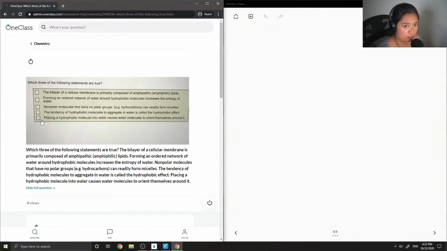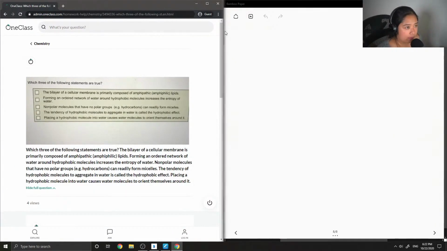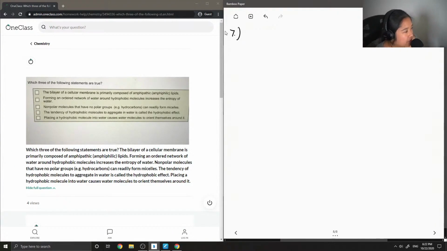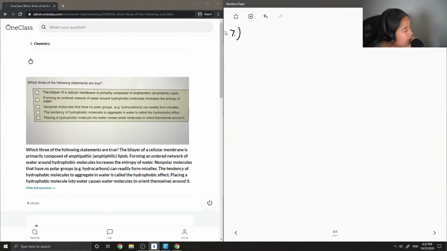Okay, so let's look at question number 7. Which 3 of the following statements are true? The bilayer of a cellular membrane is primarily composed of amphipathic lipids, also known as amphiphilic. So this is true.